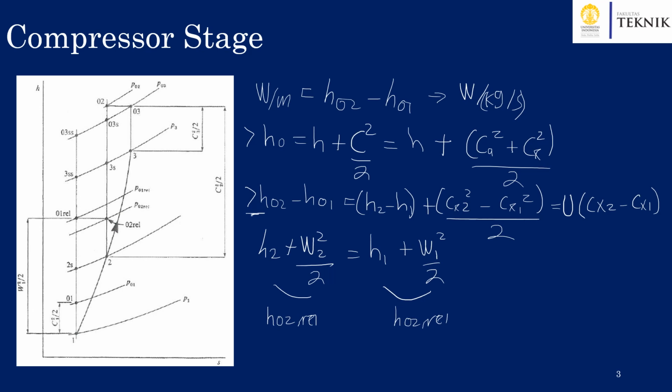To distinguish between these two equations, the second line and the third line, it is based on the information that we have in each problem that is being given. So if we are being asked to get the total enthalpy rise, or increase of the total enthalpy, based on the relative velocity, we can use these equations. But if we only have, for example, the information of tangential velocity and Cx2 and Cx1, we can use the second equation.